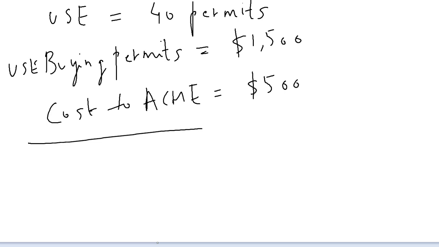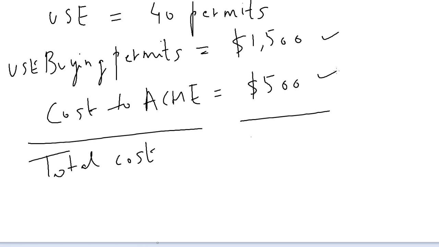Okay, so the total cost is just simply the sum of these two. So the sum of this and this gives us $2,000.